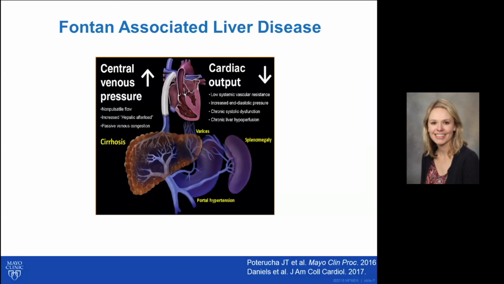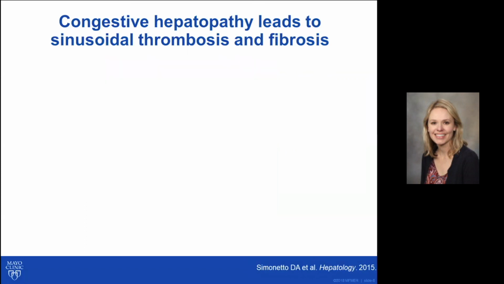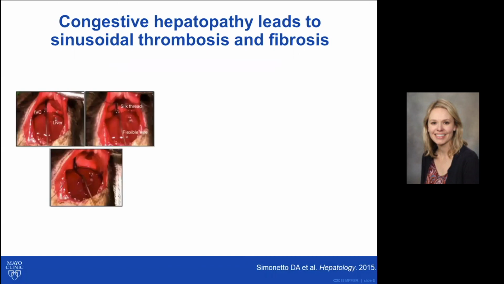Patients with a Fontan circulation are at risk for long-term complications related to passive venous congestion of the liver, including cirrhosis and portal hypertension. In order to study the pathophysiology of portal hypertension in the setting of congestive hepatopathy, we developed a murine model which entails partial ligation of the suprahepatic inferior vena cava, as seen here on the left. Since autopsies from patients with congestive hepatopathy have reported sinusoidal thrombosis, we examined the role of microvascular sinusoidal thrombosis in the pathophysiology of congestive hepatopathy.